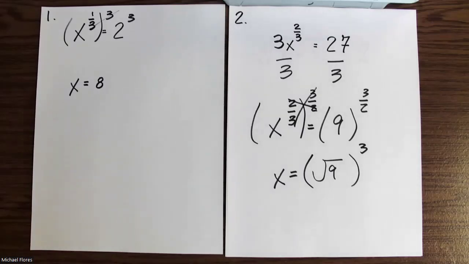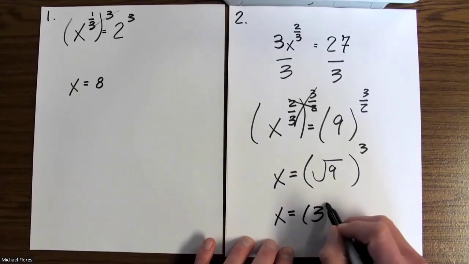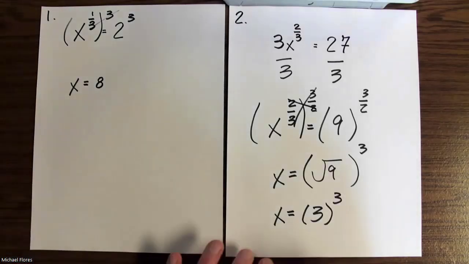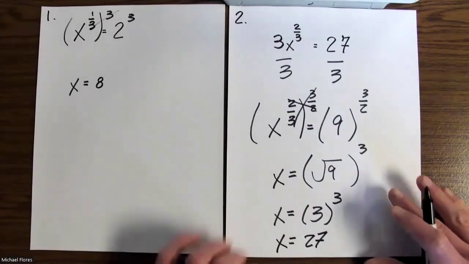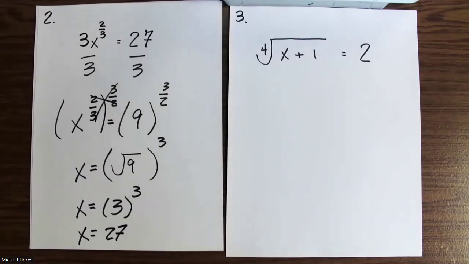Most of us know what the square root of 9 is. What is it? 3. Good. And if you don't know what 3 cubed is, that's okay. Use that 4-function calculator and do 3 times 3 times 3, and you're going to get your final answer of 27. x equals 27.